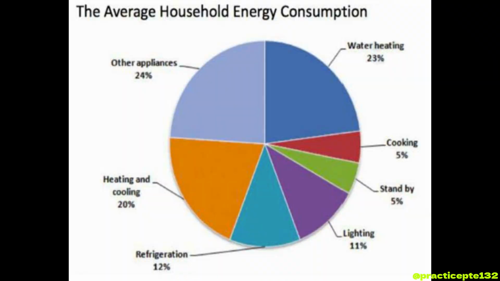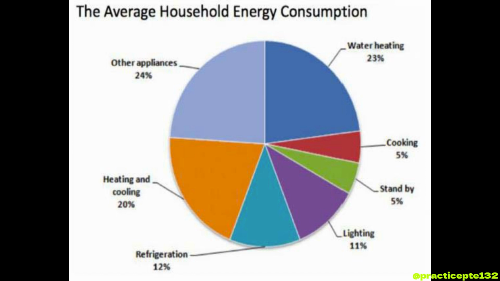The following graph gives information about the average household energy consumption. The items include other appliances, water heating, cooking and so on. According to this graph, the proportion of other appliances is around 24%, and that of water heating is lower, which is around 23%. You can see from this graph that the highest proportion is other appliances, which is around 24%.